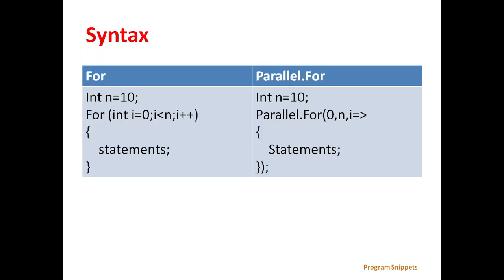We will define a basic for loop as for int i equal to 0, i less than n and i plus plus, and will execute the statements. Whereas with parallel for loop, we will use Parallel.For, then starting number, ending number. Here we will use delegates, so i equal to lambda, and we will execute the statements.